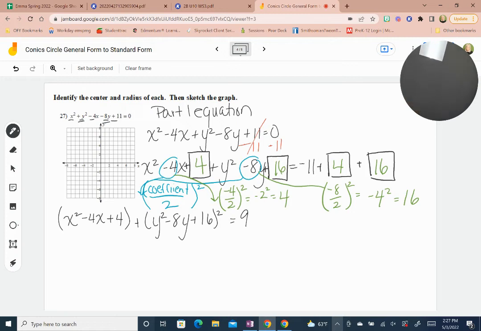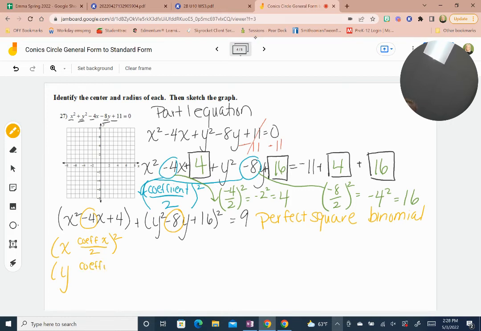So now we need to create our perfect square binomial. Okay, so we're going to take our coefficient divided by 2. So it's going to be our x or our y, and then it's going to be coefficient of x divided by 2. Then on the outside it's squared. And then for y, it's a coefficient of y divided by 2. On the outside it's squared.